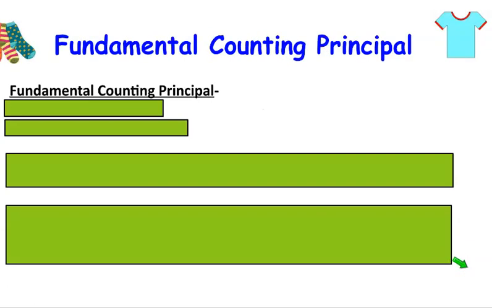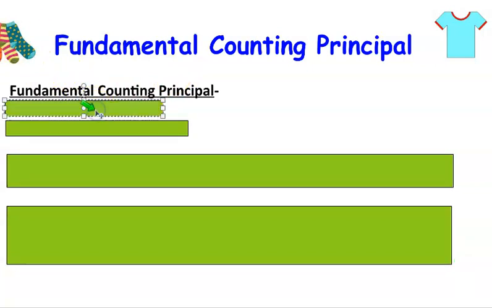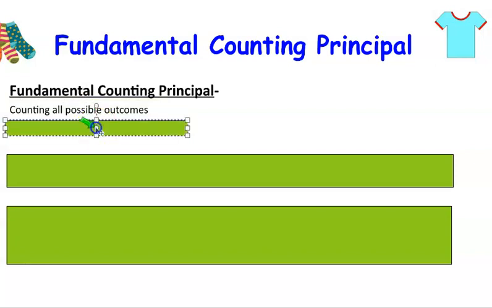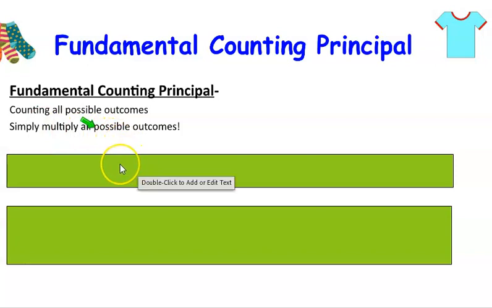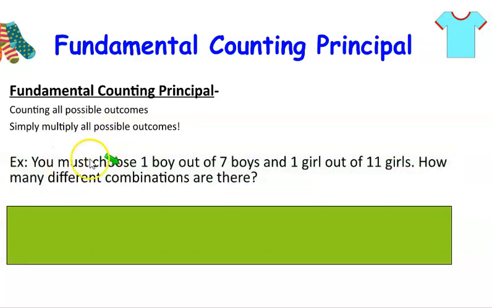Okay. Very good. I have to be honest, this is one of my favorite parts of probability, the fundamental counting principle. What is it? I know you've had it in your other classes, but we are reviewing it again. You can count all possible outcomes, and there are two ways. You can make a tree or simply multiply all your possible outcomes. Take a look at this example: you must choose one boy out of 7 boys and one girl out of 11 girls. How many different combinations are there?